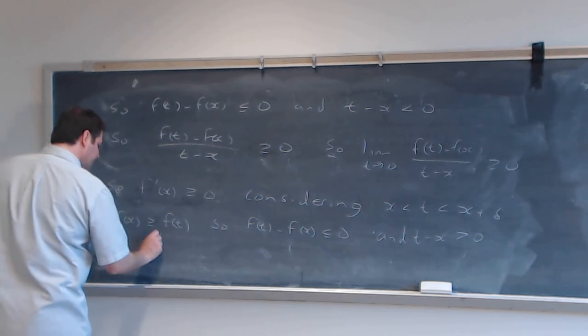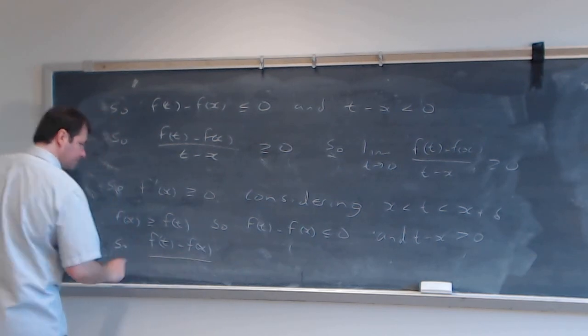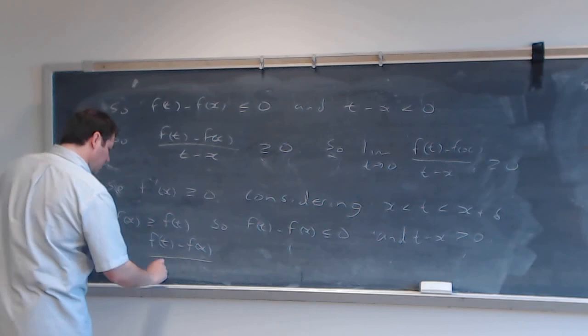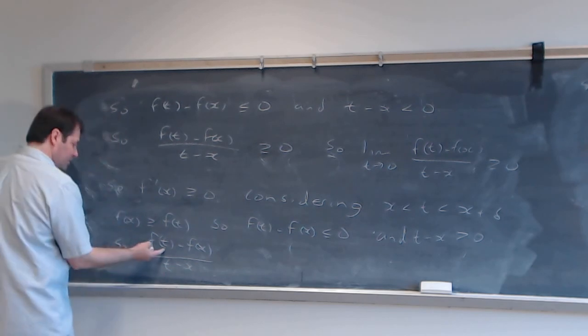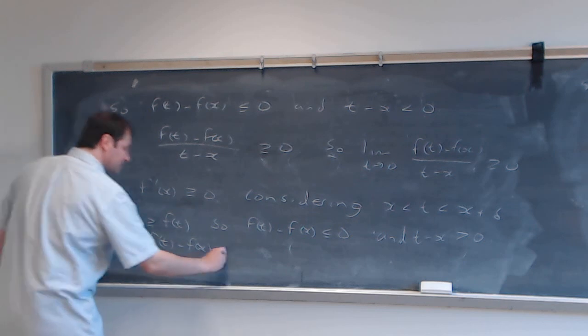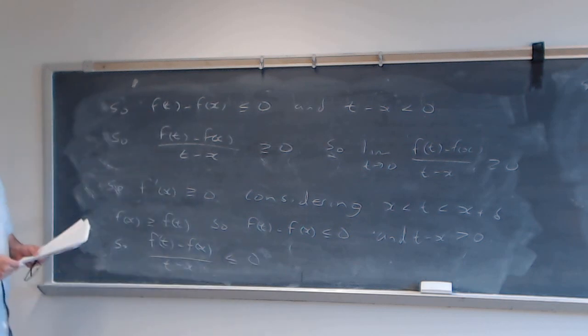So that means that f of t minus f of x, all divided by t minus x. So this is like a negative divided by a positive. So this is going to be less than or equal to 0. It's not quite what I said, but it's close to that.